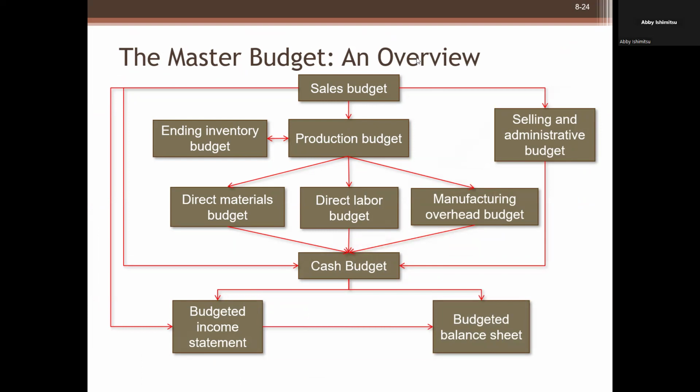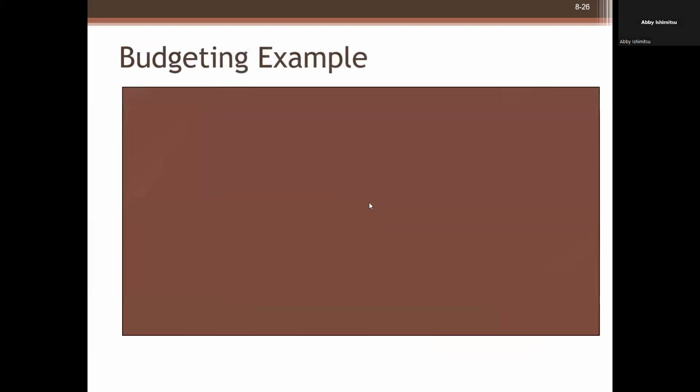And in class, we prepared the sales budget, the cash collection budget, the production budget, the direct materials budget, and the cash disbursements budget. Did you get that one? I think so. Okay, great. And then the direct labor budget, you got that one. Okay. So let's just take a quick look at our example.